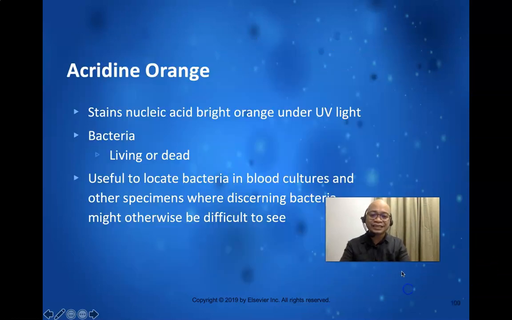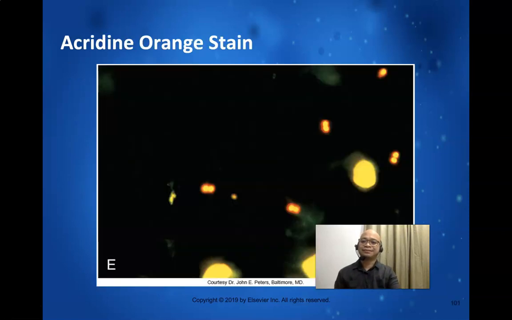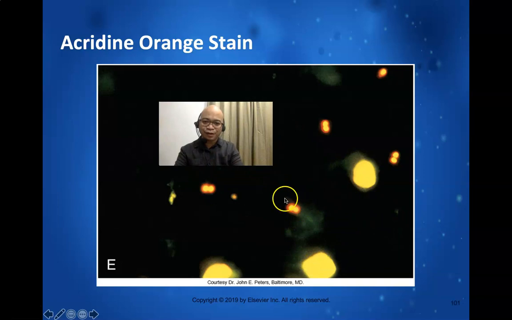Acridine orange is another example of stains. It stains the nucleic acid bright orange whenever you are using ultraviolet light. It will tell us whether the bacterial cell is still living or dead. It is used to locate bacteria in blood cultures and other specimens wherein discerning bacteria might otherwise be difficult to see. If the organisms are dead, they will take up the stain and you'll be able to see acridine orange, whereas living cells will not take up the stain. Here is an example of an acridine orange positive bacteria.